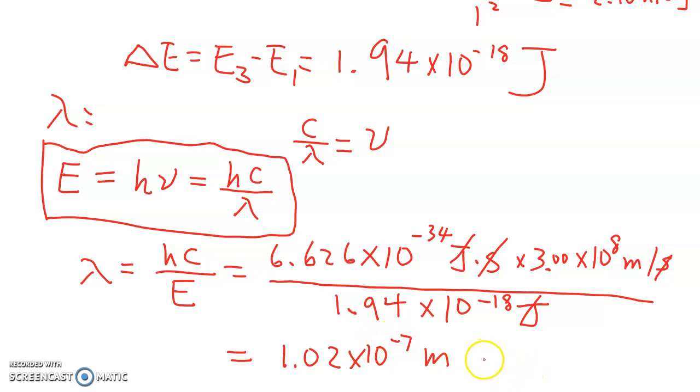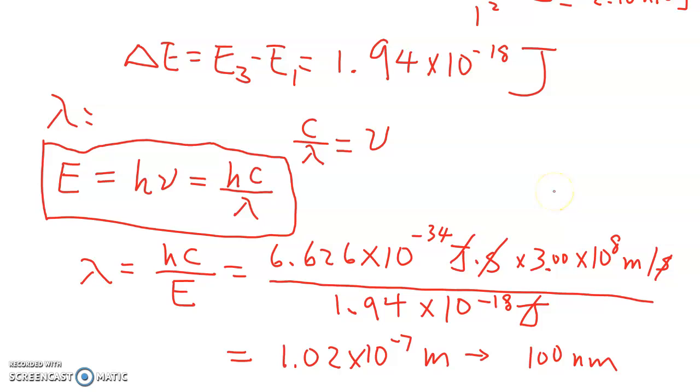Okay. I'm more familiar with nanometer as for the wavelength, so I'm going to convert this to nanometer. What I need to do is take this one and multiply by 10 to the 9th. So that is roughly equal to 100 nanometer.